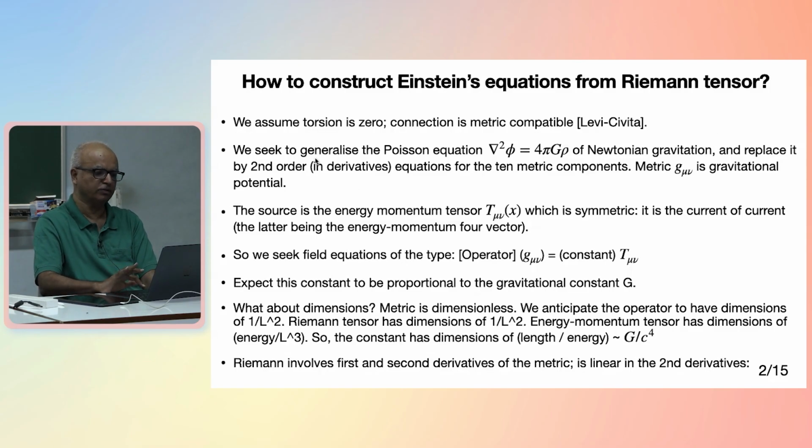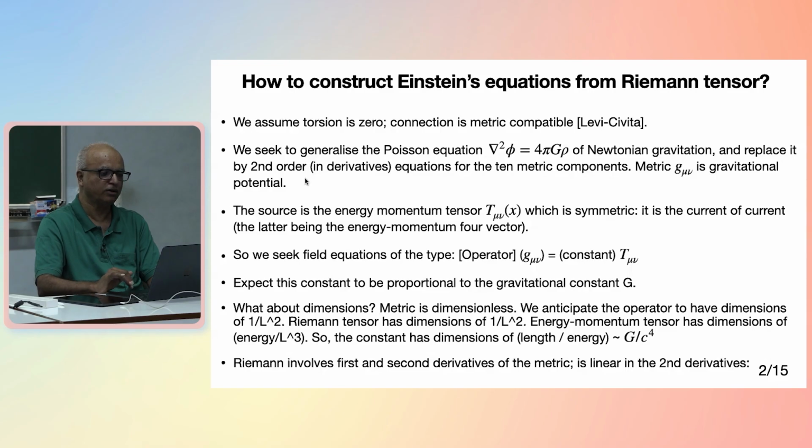For now we assume, is there anything on the chat? We will assume that torsion is 0. The connection is metric compatible. That is, the gammas are symmetric and written in terms of the metric. So it's the Levi-Civita connection. We seek to generalize the Poisson equation of Newtonian gravitation and replace it by a second order in derivatives equation for the 10 metric components of g mu nu. The metric g mu nu is the gravitational potential.